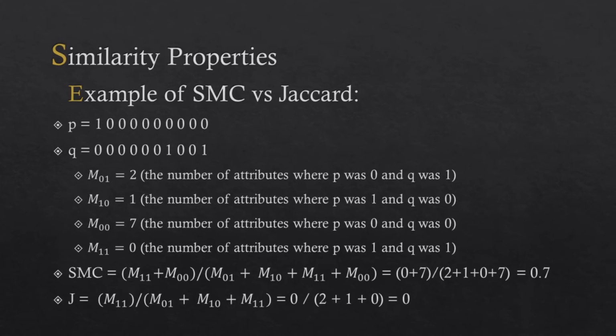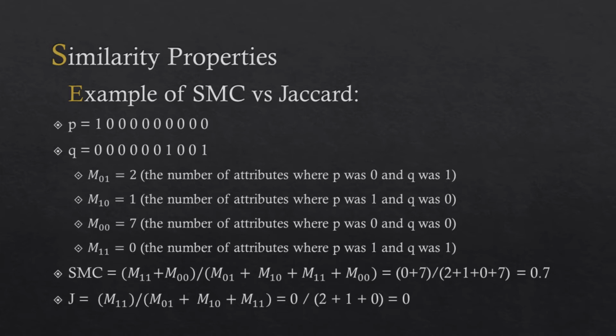Example of SMC versus Jacquard. So meron po tayo ditong P and Q. So ang value po ng P is 1000000000, and the value po ng Q is 0000001001. First, we need to look at every single number of P and Q. So the first number of P is 1 and the first number of Q is 0. Next, the second number of P is 0 and the second number of Q is 0. Then tuloy-tuloy na po hanggang sa matapos natin habang ginagamit at binibilang natin ang M01, M10, M00, M11.